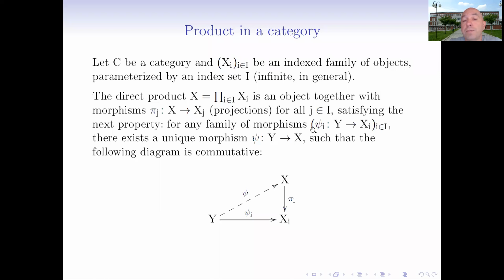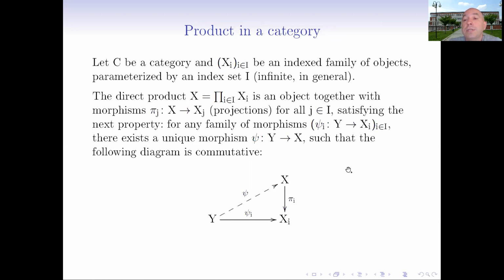For any family of morphisms psi i from some other object Y to Xi, where the family is parameterized by the same index set I capital, there exists a unique morphism psi from Y to X such that the following diagram is commutative. So we have all psi i's to Xi, the projections from X to Xi, and then the combination of psi i gives you a morphism psi to X.